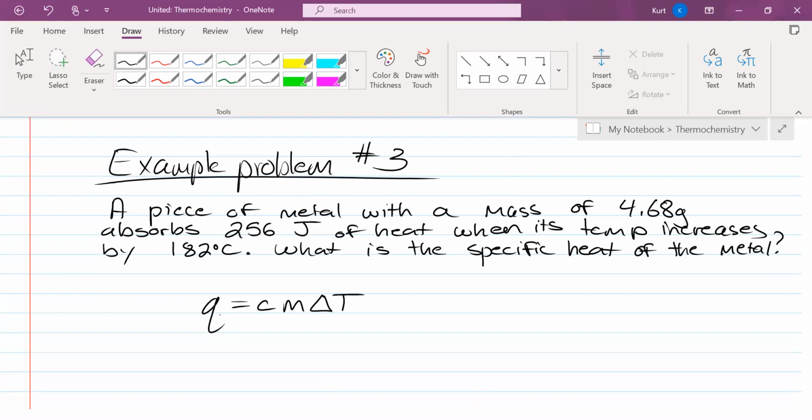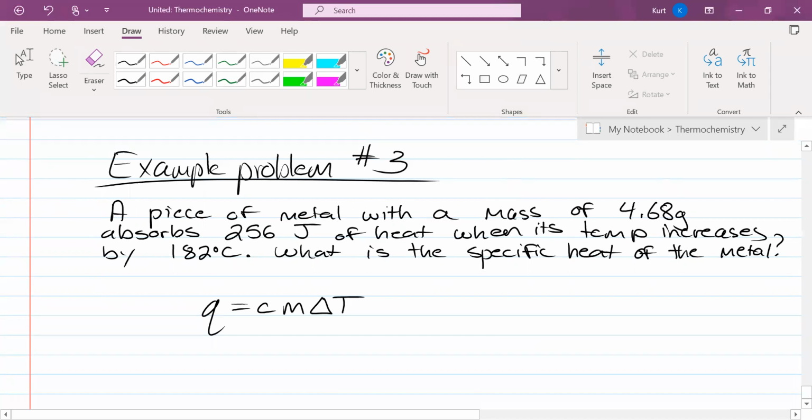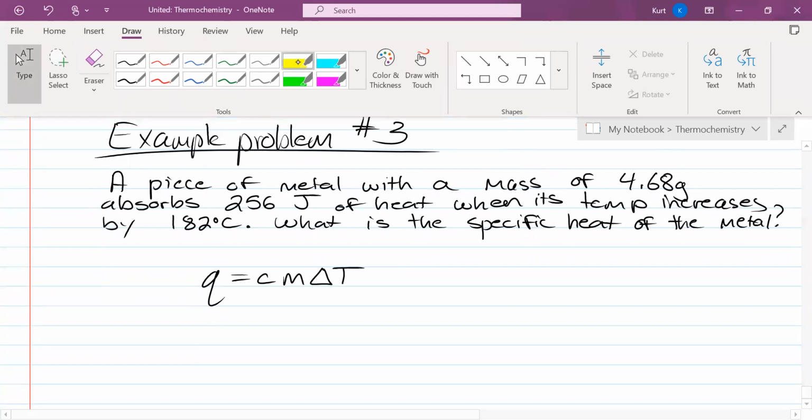And what does C stand for? Do you remember how to say the unit of measurement for specific heat? Joules per gram per degree Celsius. It looks like joules over grams times degree Celsius, but the way that you say it is joules per gram per degree Celsius. Okay, so let's see if we can identify which variables we're given.